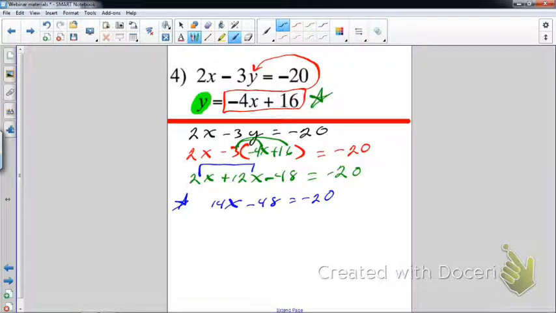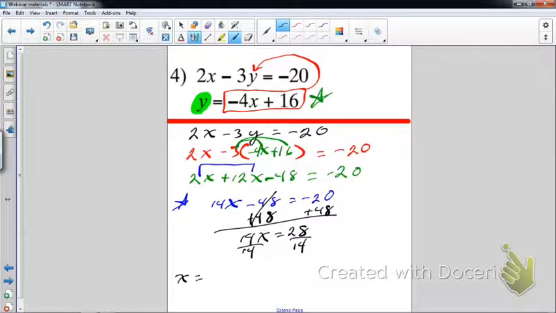So now all I need to do is use the addition property of equality, where I get to add 48 to both sides. That simplifies. So I have 14x is equal to 28. And now I get to use the division property of equality, and I end up with x is equal to 2. So again, we're not done. We just figured out exactly what x is.